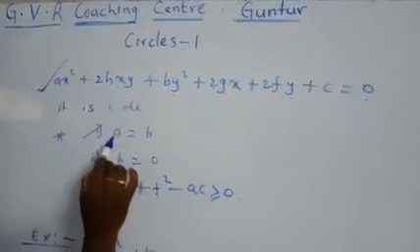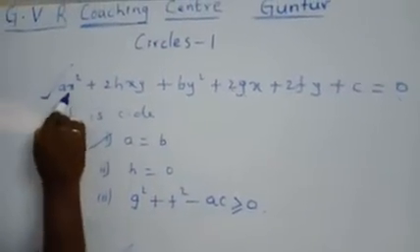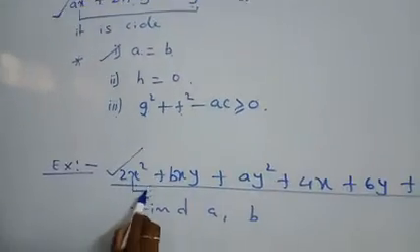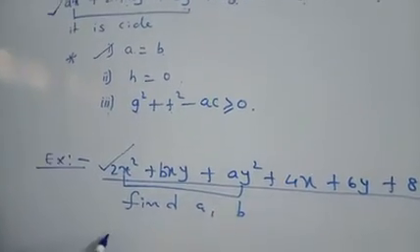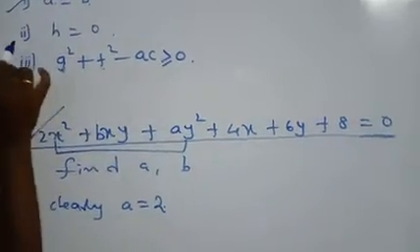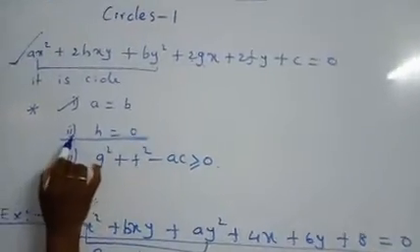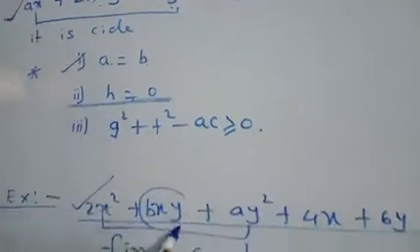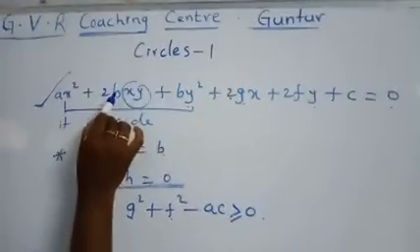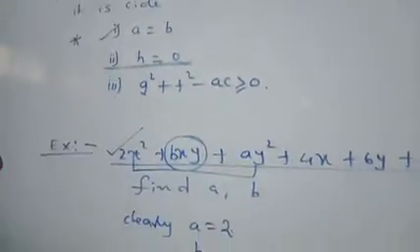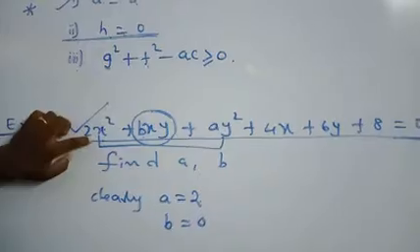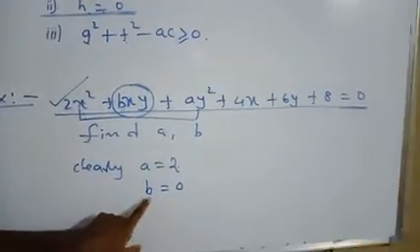So what are the conditions? a is equal to b, which means the coefficient of x² is equal to the coefficient of y². So clearly a is equal to 2 and h is equal to 0. See, the second condition is h equal to 0. Here the xy coefficient is 2h, so h equal to 0 means here b is equal to 0. Clear? Very important. It represents a circle. a is equal to 2, b is equal to 0.